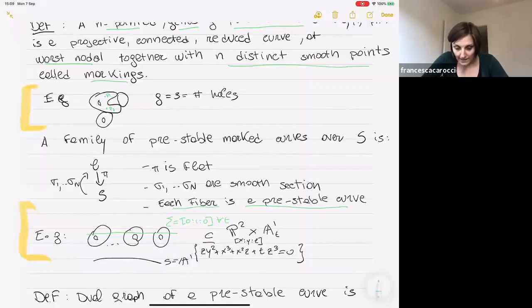And here again, a cartoon picture to fix in your mind what a one-parameter family of pre-stable curves looks like.